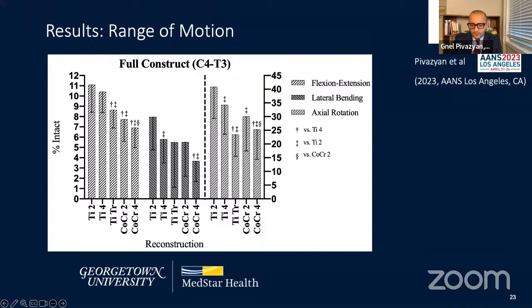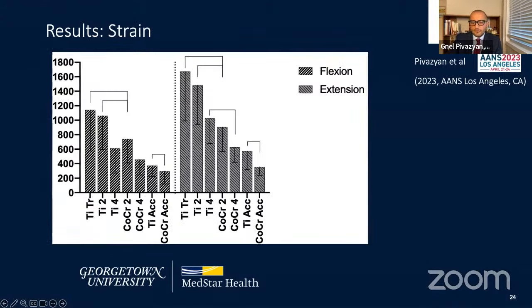So to summarize this figure, the order of rods in increasing stability was titanium 2 rods, titanium 4 rods, titanium taper rods, cobalt chrome 2 and 4 rods. And then this figure demonstrates the strain at the cervicothoracic junction for all 5 reconstructions, as well as the accessory rods in flexion and extension. The main takeaway messages here are that, 1, strain was not significantly different between 4 versus 2 rods. And most importantly, that tapered rods, interestingly, had the greatest strain, despite having a great range of motion reduction.